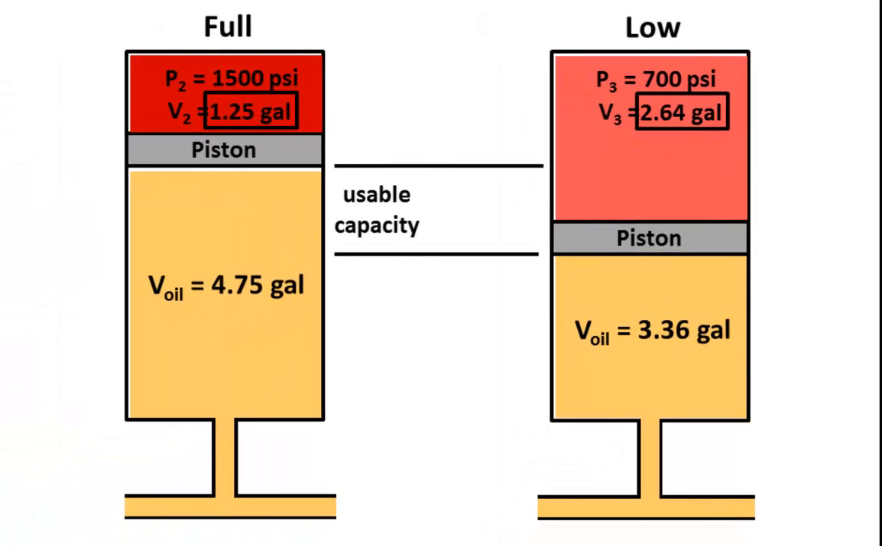So this now becomes our usable capacity of the accumulator. 4.75 gallons of oil subtract 3.36 gallons of oil would mean that there's really only 1.39 gallons of usable oil in that accumulator, simply because the precharge pressure was low, 300 psi, too low for anything useful in our hydraulic circuit. So that this accumulator really is only fluctuating between the 1500 psi and the 700 psi, giving up 1.39 gallons of oil.